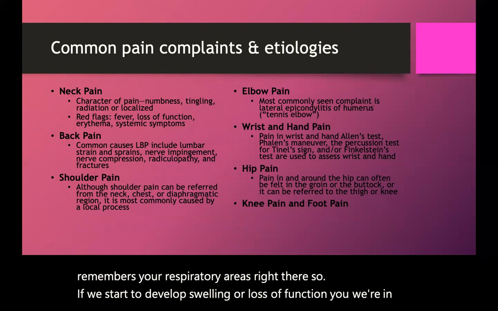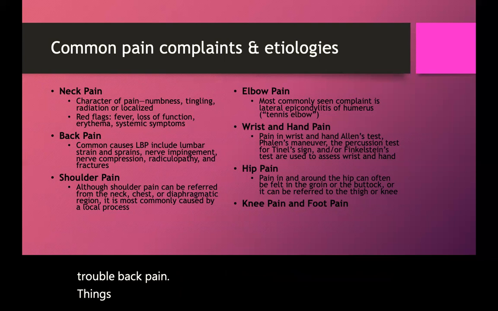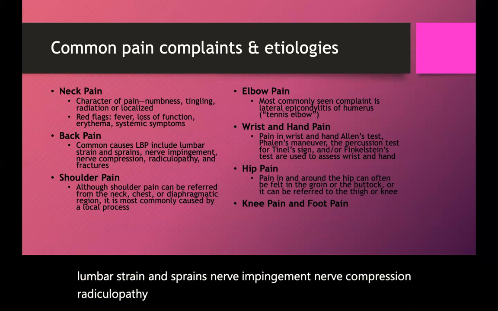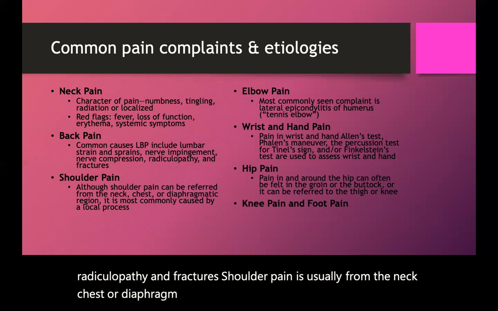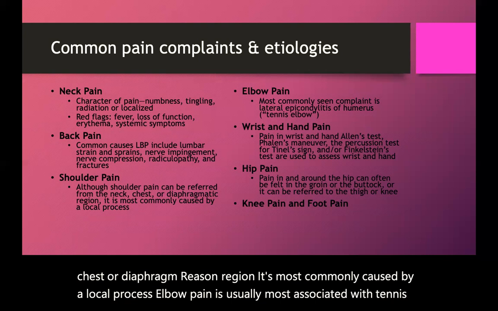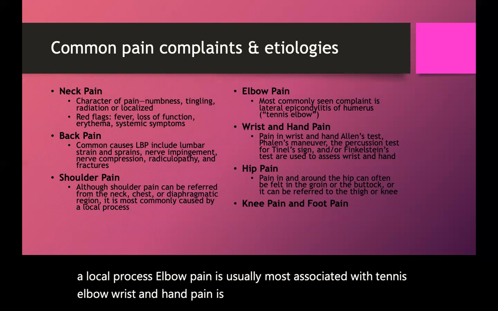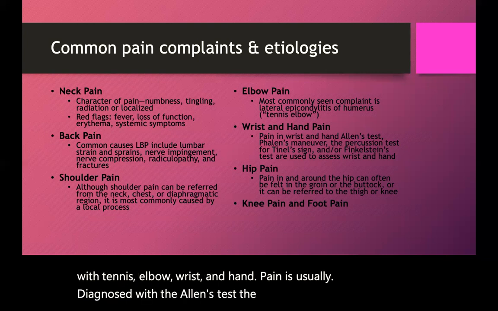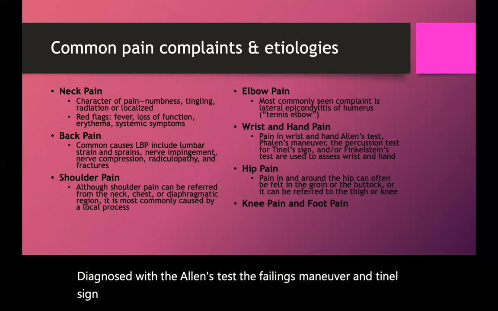Back pain, things that we would include in causes of back pain would include lumbar strain and sprains, nerve impingement, nerve compression, radiculopathy, and fractures. Shoulder pain is usually from the neck, chest, or diaphragm region. It's most commonly caused by a local process. Elbow pain is usually most associated with tennis elbow. Wrist and hand pain is usually diagnosed with the Allen's test, the Phalen's maneuver, and Tinel sign. So remember to be familiar with those.